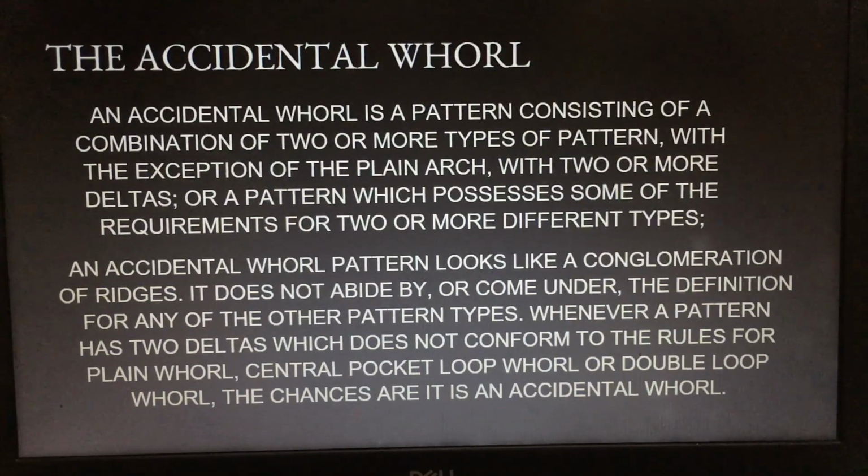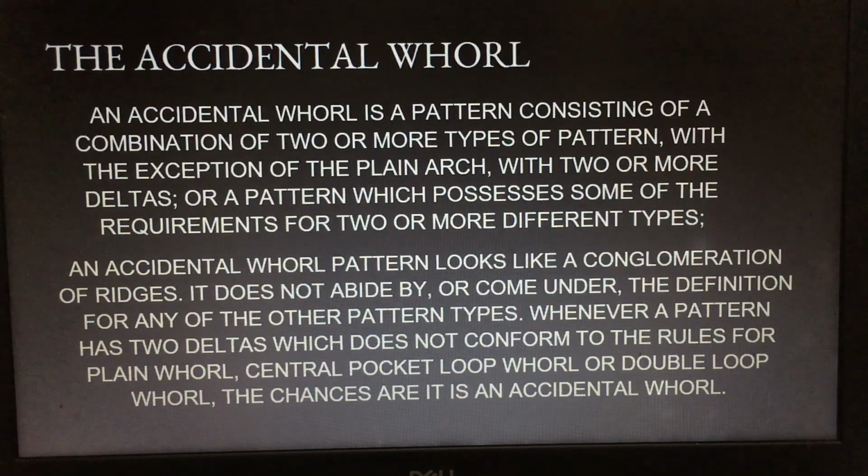So let's proceed to the accidental whirl. An accidental whirl is a pattern consisting of a combination of two or more types of pattern, with the exception of the plain arc, with two or more deltas, or a pattern which possesses some of the requirements for two or more different types. An accidental whirl pattern looks like a conglomeration of ridges. It does not abide by or come under the definition for any of the other pattern types.